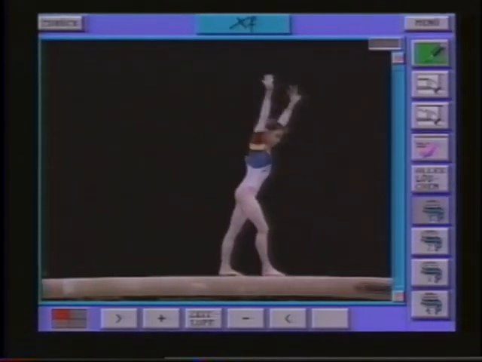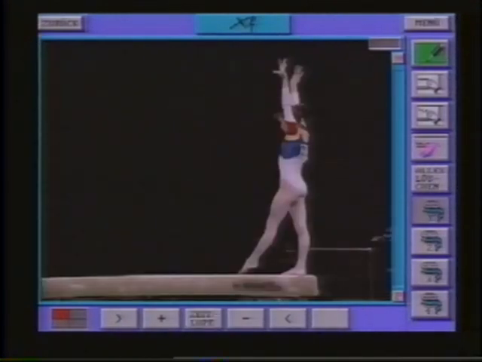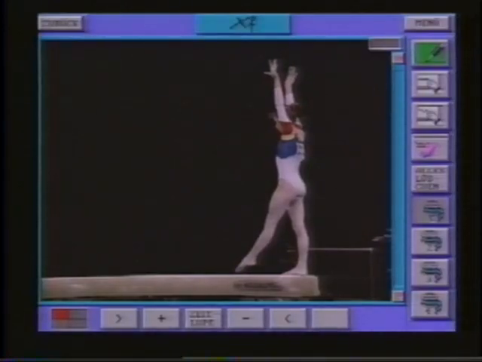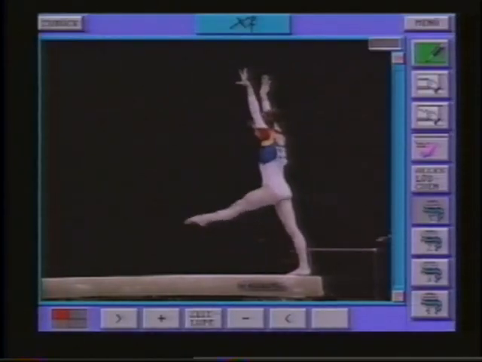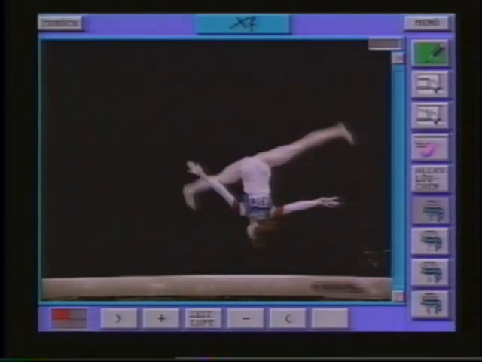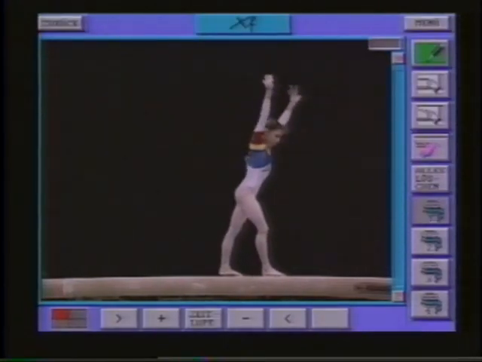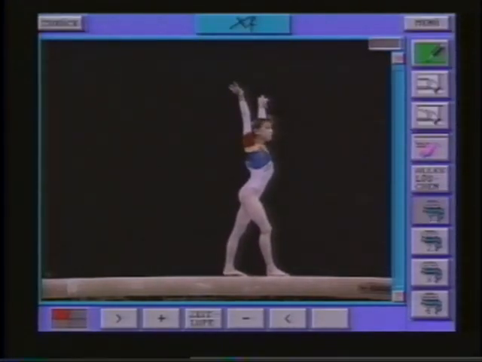Free aerial cartwheel on beam C on floor A. First example, ideal technique. Very good lift movement. Large leg separation, stretched hips, quick straightening of the upper body in a sure stand.